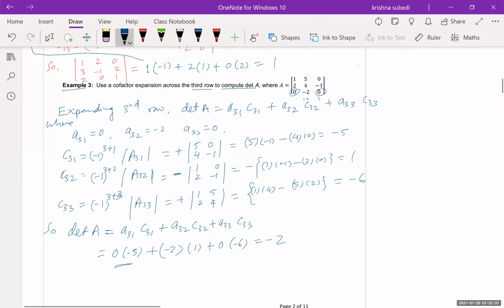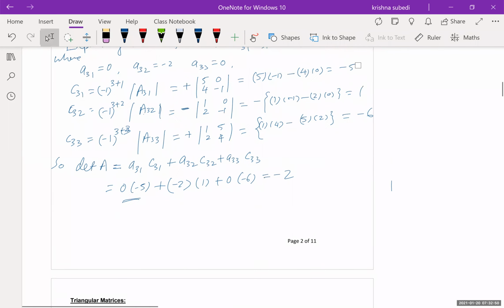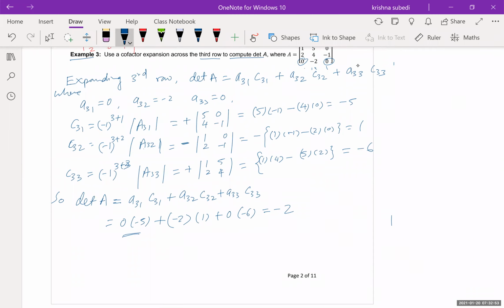So let's say I want to expand, let's say R1, row 1. And let's see what happens. This is method 1. The same problem can be done in so many ways. Let me do it expanding, let's say method 2. Expanding, let's say first row.